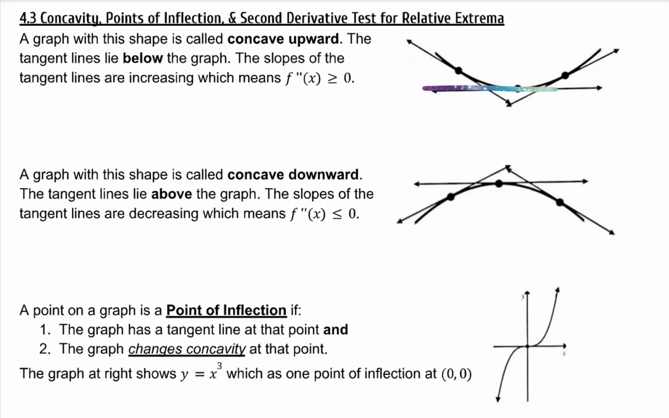A point on a graph is a point of inflection if the graph has a tangent line at that point, so differentiable, and the graph changes concavity. We go from concave up to concave down, or vice versa. The graph at right shows y equals x cubed, which has one point of inflection at 0, 0.